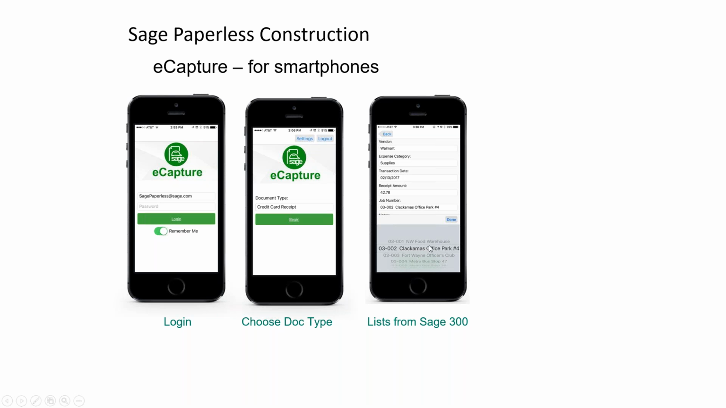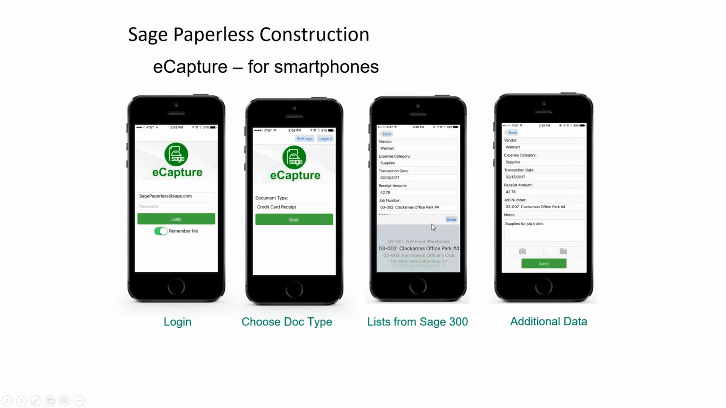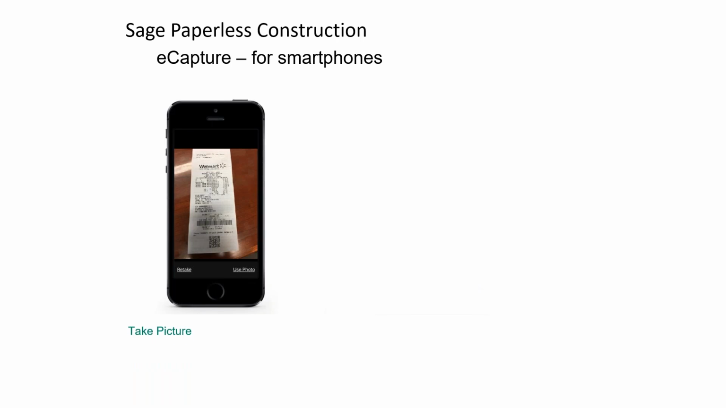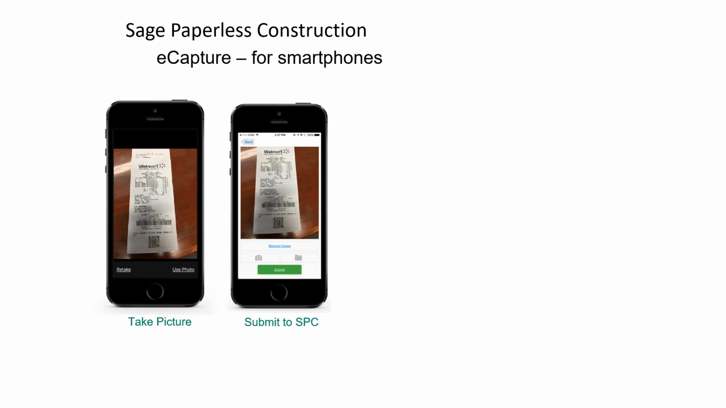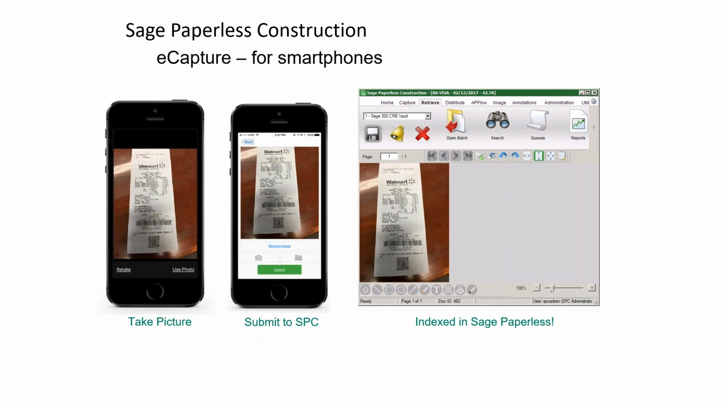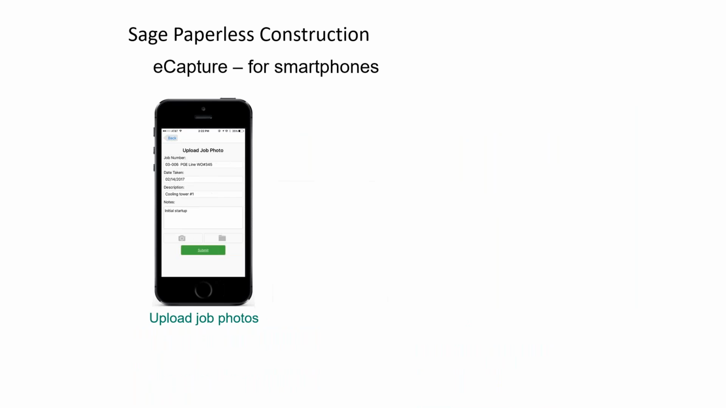So this is that scroll feature on your mobile device. I scroll through and pick the job, pick the vendor, type in the dollar amount. If I want to type in a description, I can speak into the microphone, so it uses that microphone feature of your smart device. Then I take a picture of it, hit the submit button, and boom, it goes back into the Sage Paperless process, just as if this had been done from a scanner in your back office.